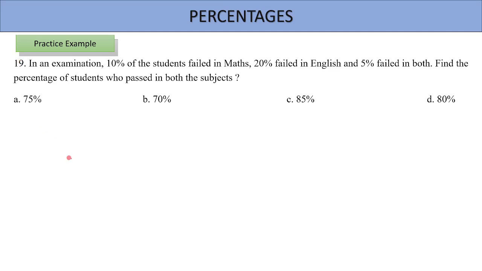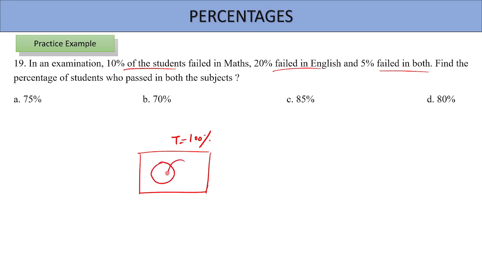In an examination, 10% of the students failed in math, 20% failed in English, and 5% failed in both. Find the percentage of the students who passed in both the subjects. So we will assume here, there will be a total of 100% of students in the class. So there will be students who failed in mathematics and students who failed in English. The number of students who failed in mathematics is 10%. The number who failed in English is 20%. And those who failed in both is 5%.